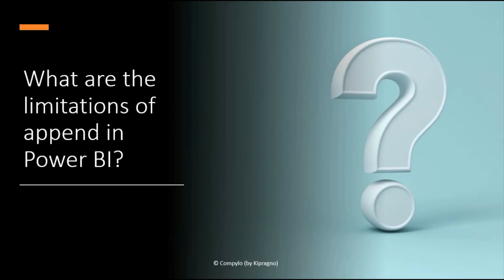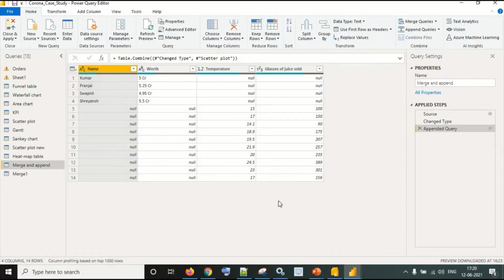Okay, what is the limitation of append in Power BI? The main limitation, as I discussed just now, is that we need to have the same column names to append data in one table. If we have different column names, then the result is that you will get some null values, right?